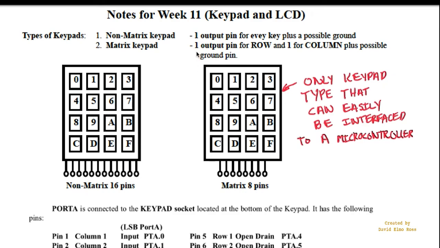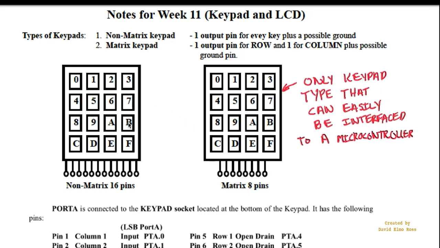A matrix keypad has one output pin for a row, so 0, 1, 2, 3 is one row, 4, 5, 6, 7 is row 2, 8, 9, A, B is row 3, and C, D, E, F is row 4. Column 1 would be 0, 4, 8, C, column 2 would be 1, 5, 9, D, column 3 would be 2, 6, A, E, and column 4 would be 3, 7, B, F. And so what you're going to find is that you have 4 row pins, 4 column pins, possibly a ground pin, so the total would be either 8 or 9.